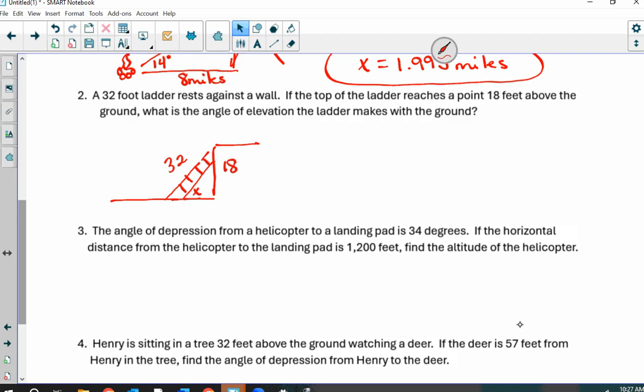So what equation would you start with to solve this? Sine of x equals 18 over 32, and then you would use arc sine to solve it. What do we get for x? 34.229. Very good. You guys are excellent rounders.